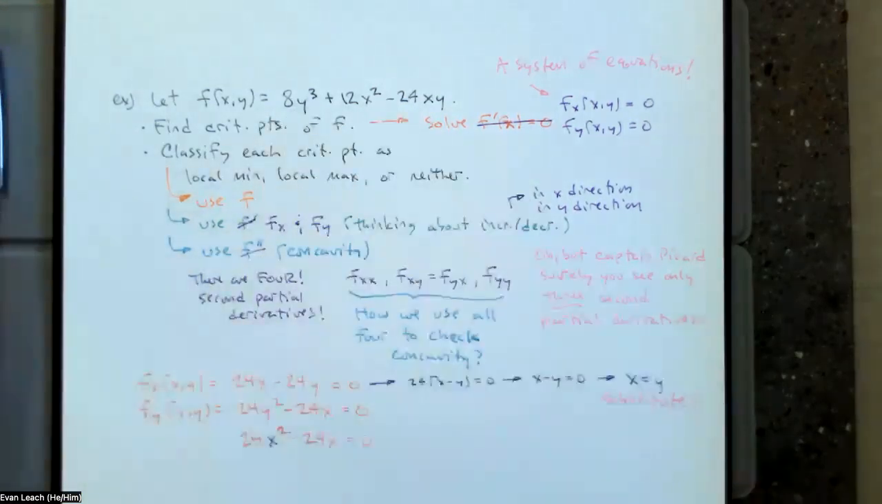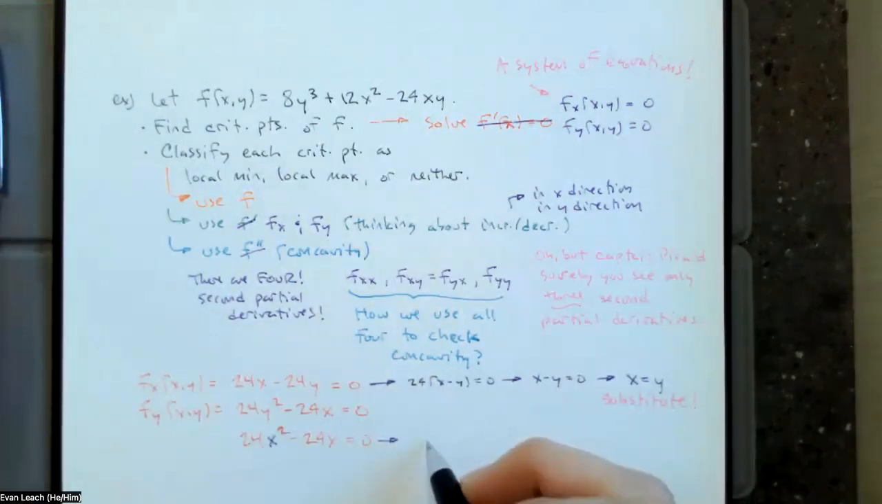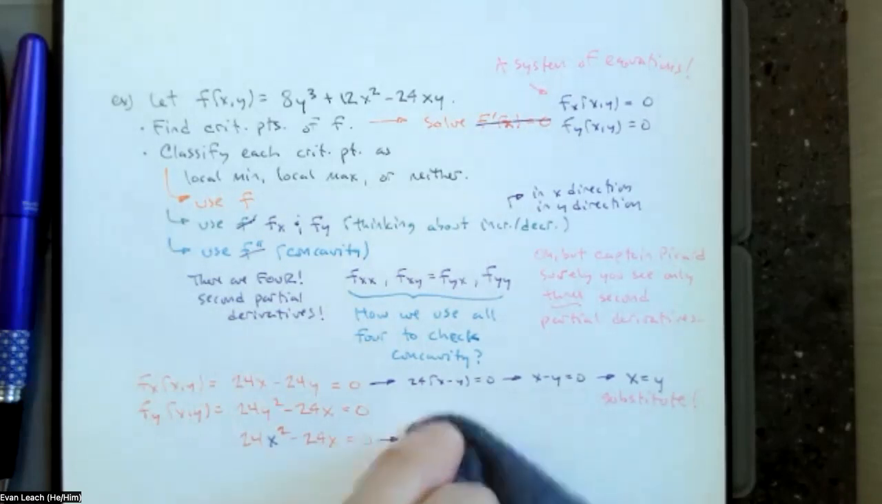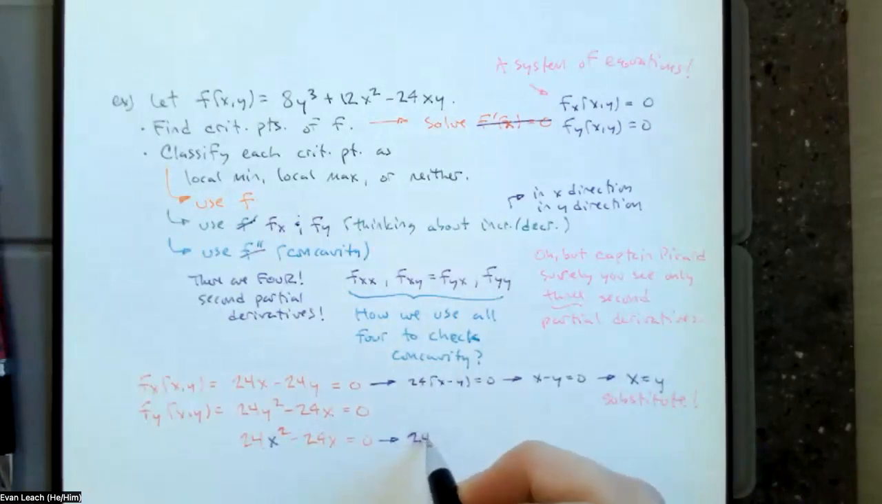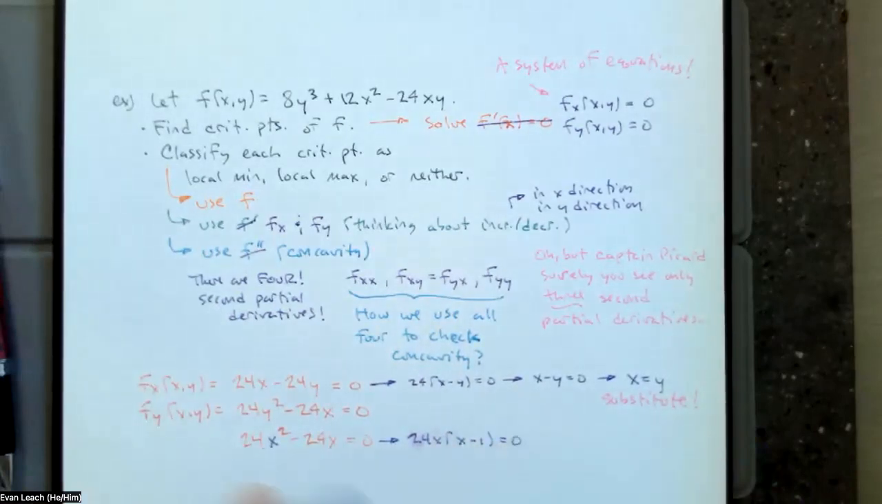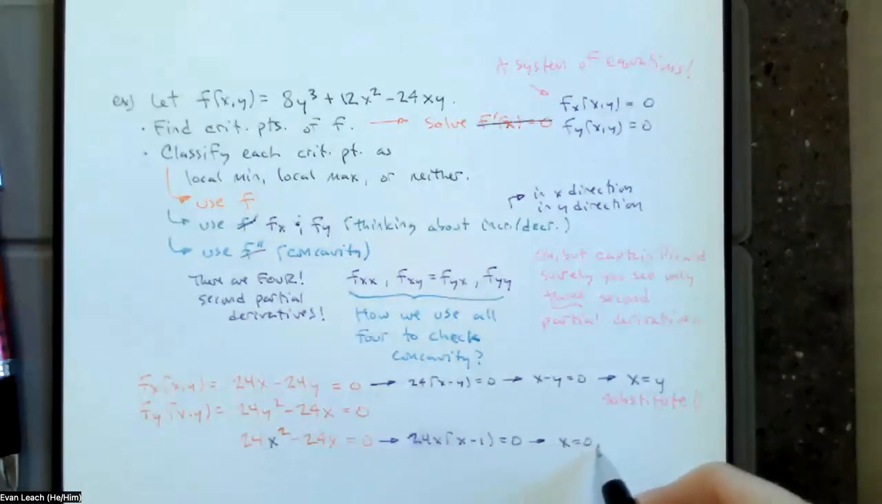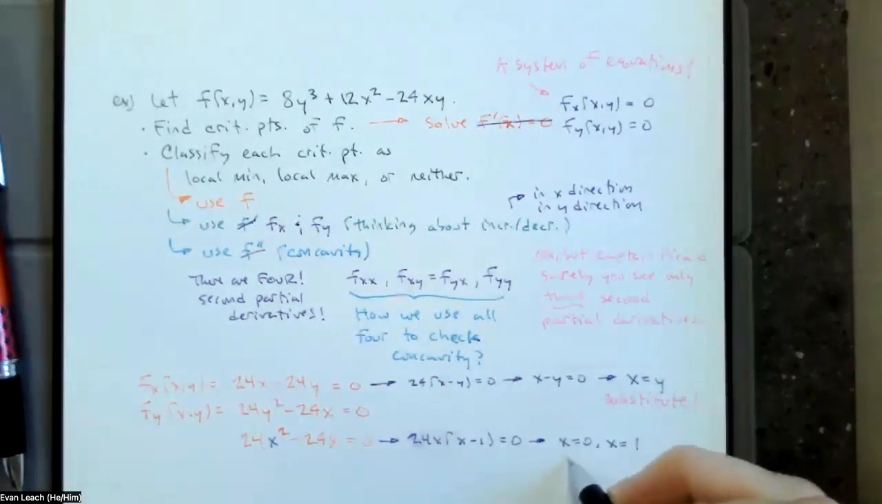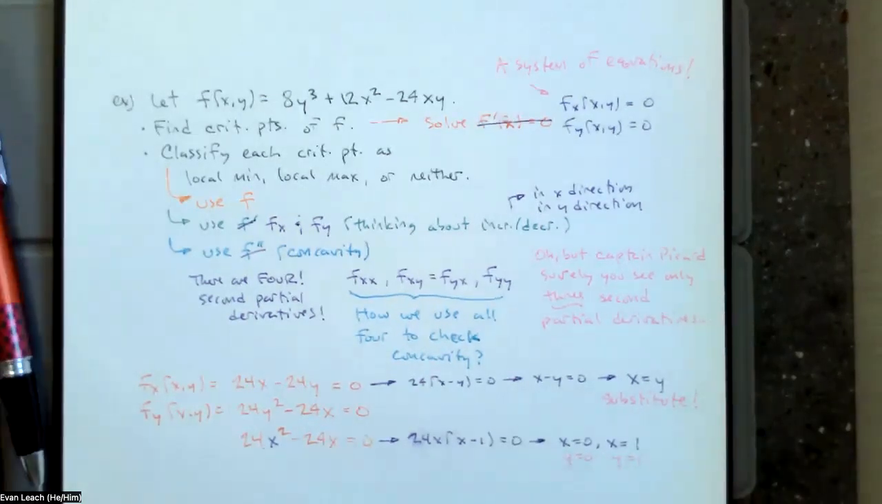That's why the 8 and the 12 paired with the 3 and the 2 and the 24 sticking out here. So we could drop out the 24. That leaves an x squared. I should have just taken the x out as well. And we can see our two x values. So x equals 0 and x equals 1. So we've got two critical points. If x is 0, then since x equals y, y is 0. And if x is 1, then since x equals y, y is 1. So F has two critical points.